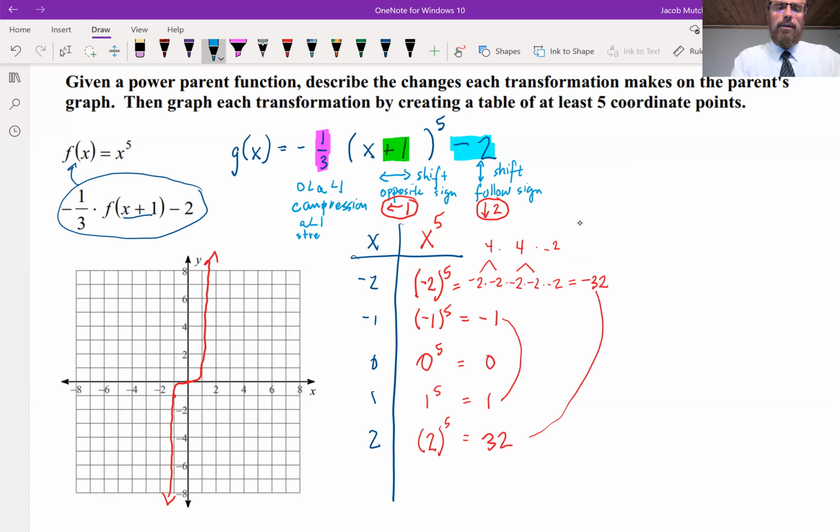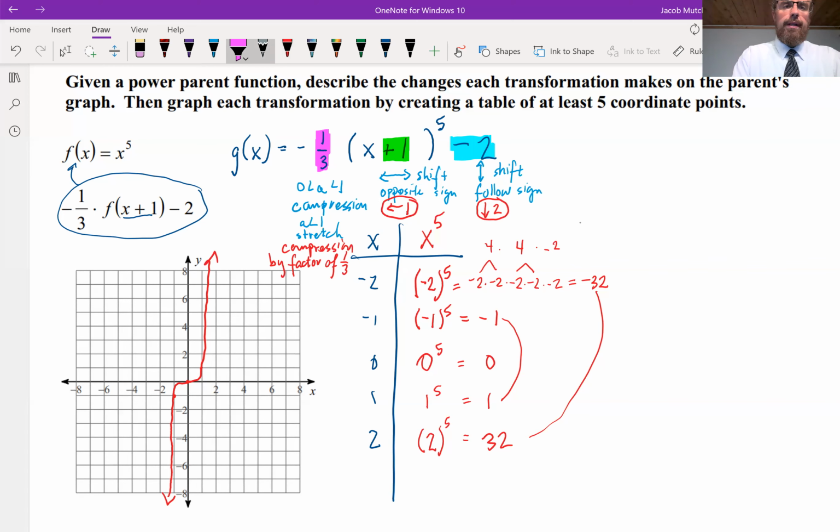So since we are seeing our A value is 1/3, it's between 0 and 1, what we would say in terms of our prediction is this is a compression by a factor of 1/3. So that is actually going to change the shape of the graph. What we see here in red is in that compression going to get flatter and kind of spread out.